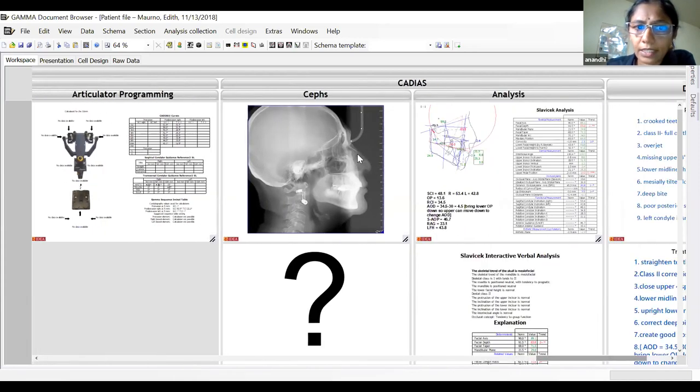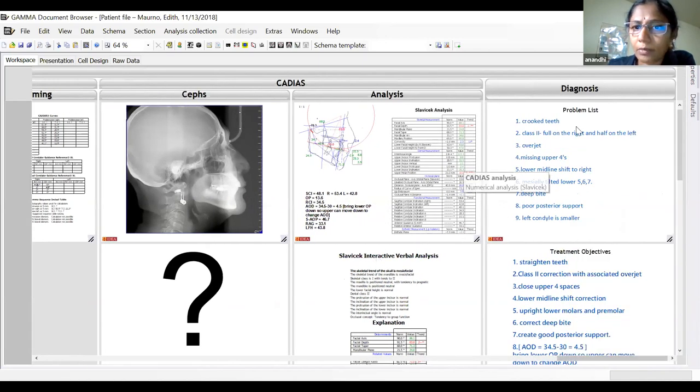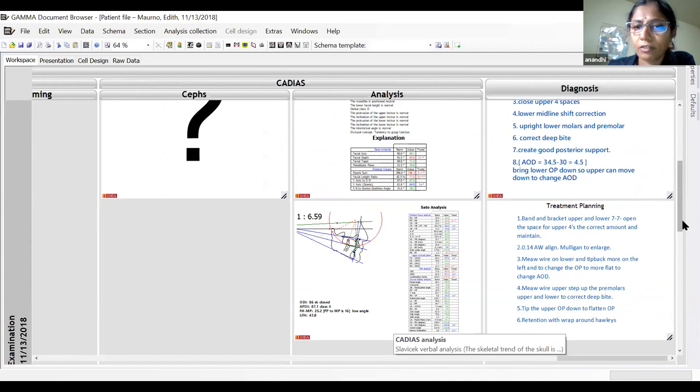And we trace our Cephs. We take a frontal Ceph as well. And then we do the analysis. Once we have the analysis, then we can come up with the diagnosis, treatment objective, and then the treatment planning for the patient. So the condylograph is just an aid in all of this to help us do our diagnosis and treatment planning.